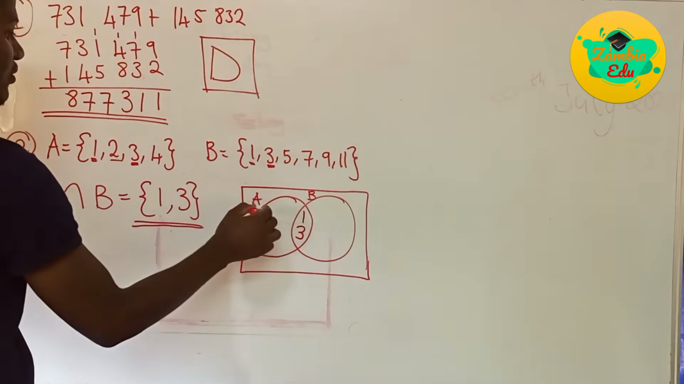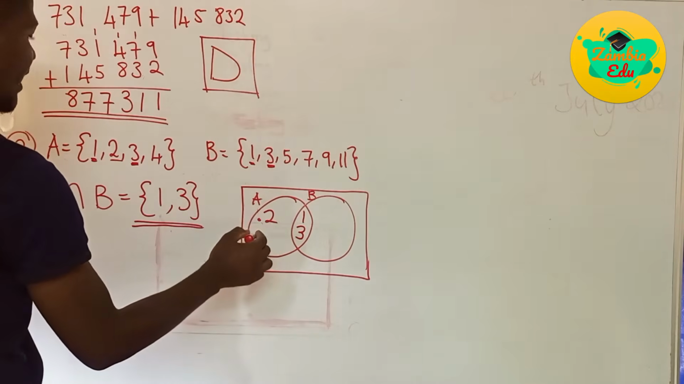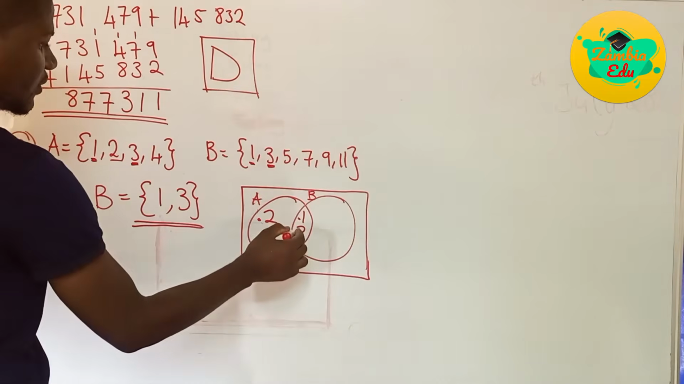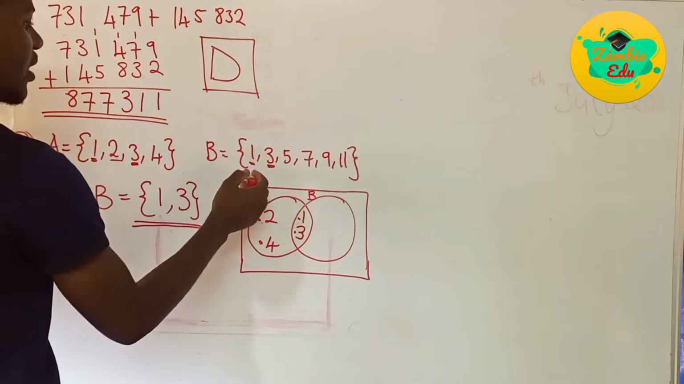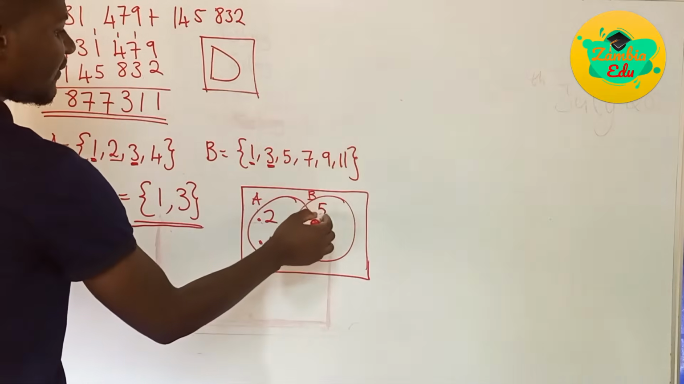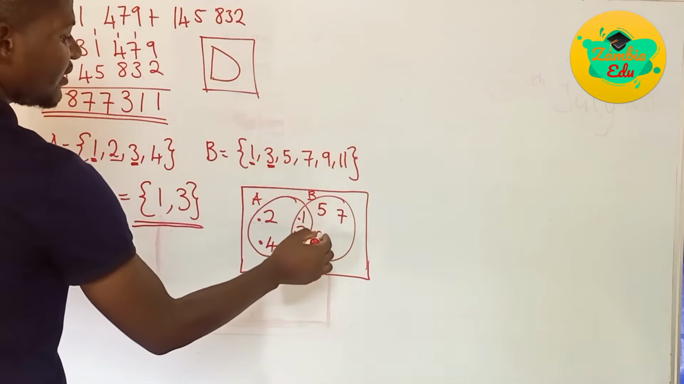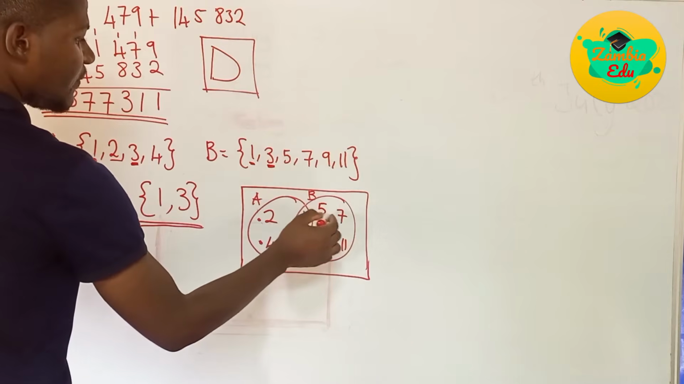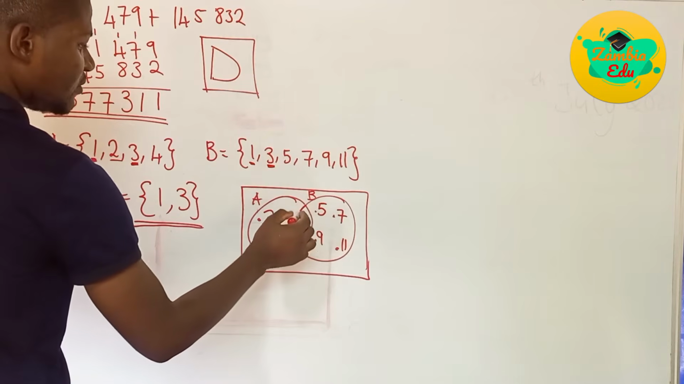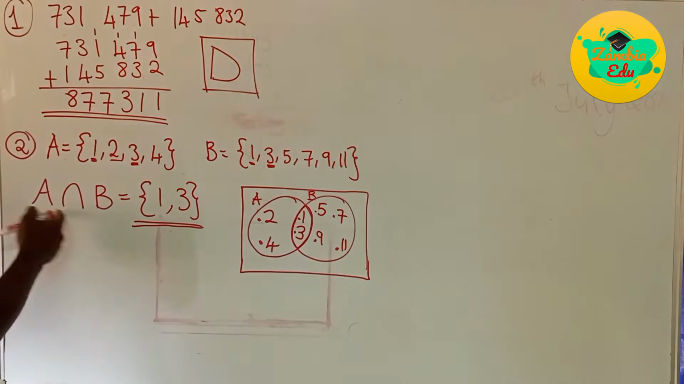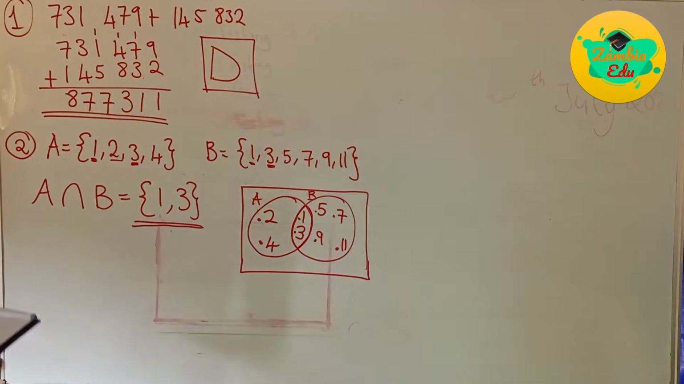Then 2 just goes there, and 4 just goes in there. And then for B, if you take away this and that, we only remain with 5, 7, 9, 11. And our intersection will still be that right there, and it is exactly what we found.